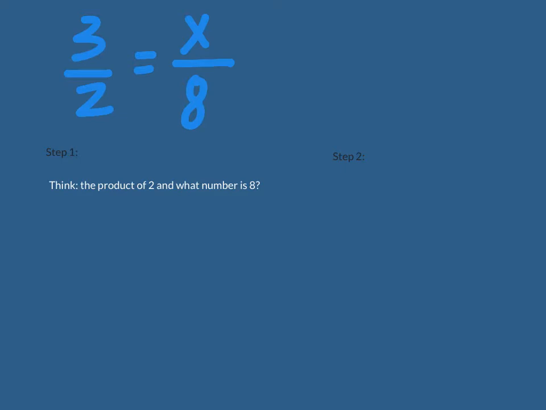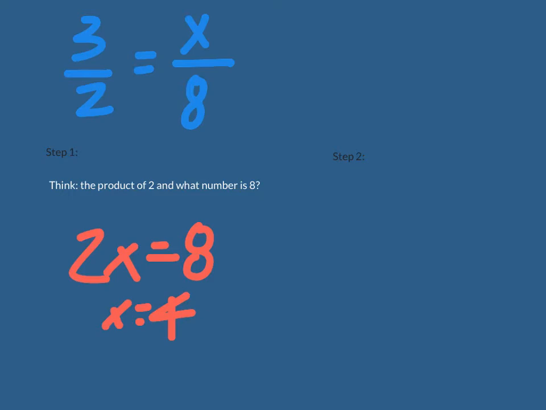If we have 3 over 2 and x over 8, 2 gets to 8 by what, basically? So we know that 2x equals 8. If we solve this, we have x equals 4. So we know that to get to 8, we multiply by 4.